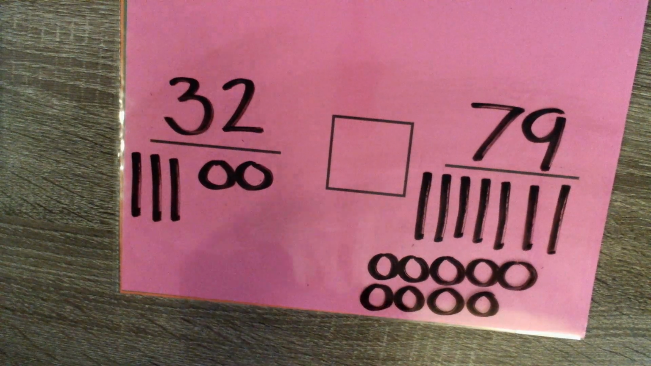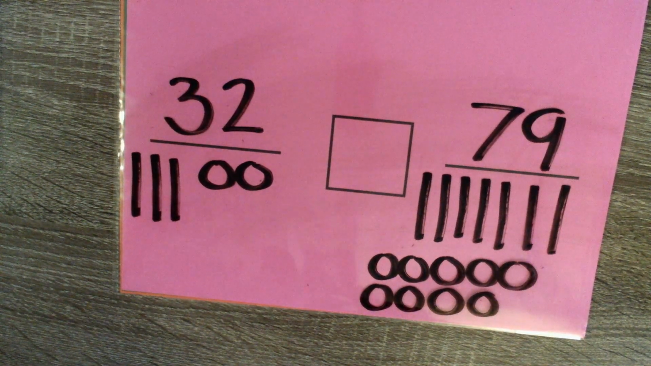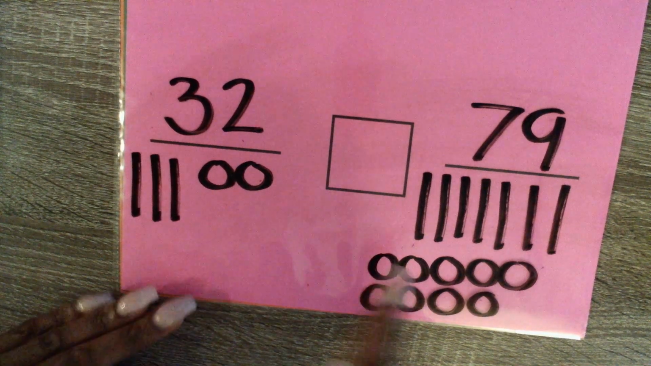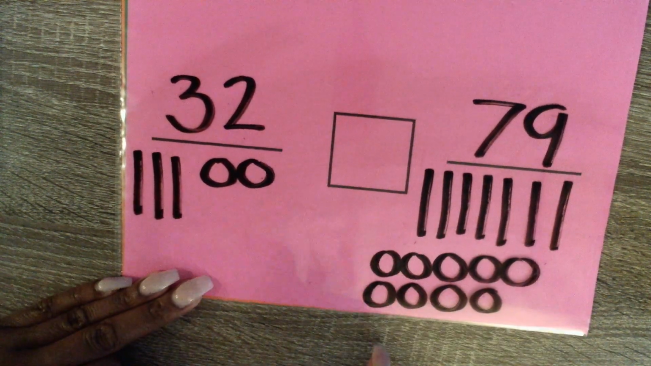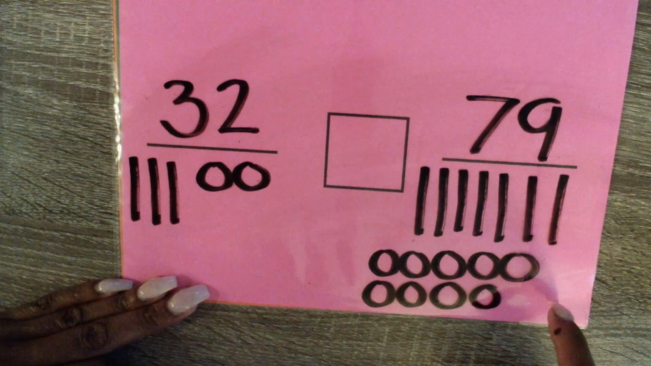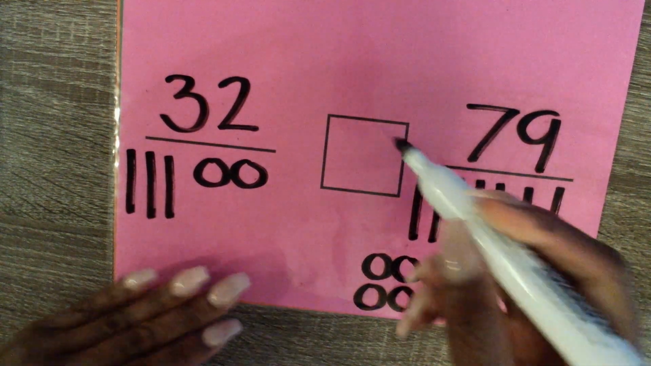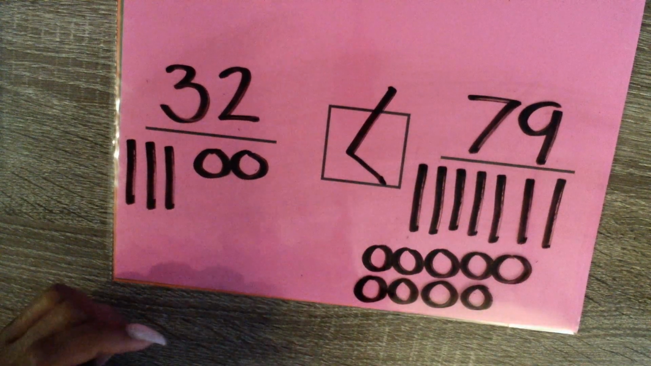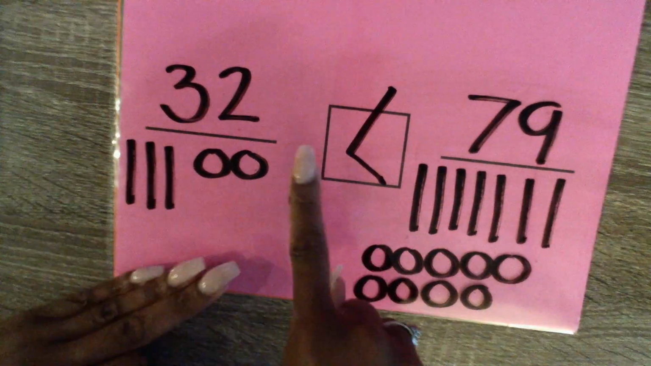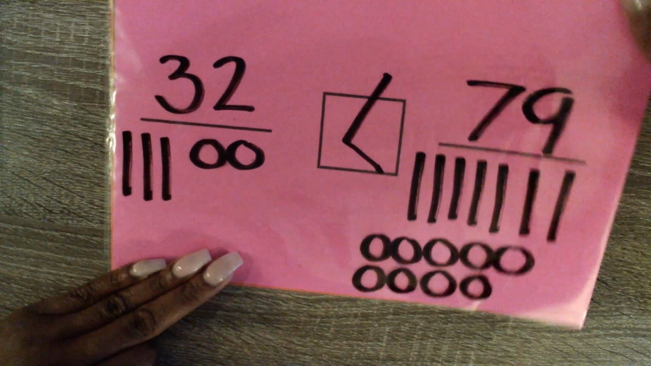Now, guys, this is a good way to show your friends and your students the alligator is always going to eat the bigger number, right? So we know the alligator is going to eat the number 79 because he would much rather have 79 pieces of pie than 32 pieces of pie, right? It's so important for your kids to realize that this is the less than sign.